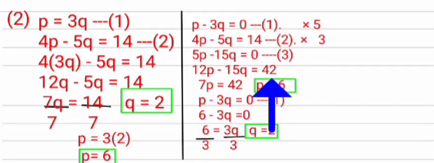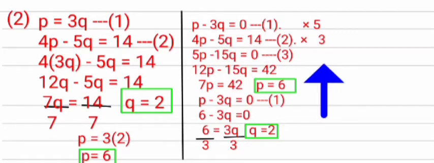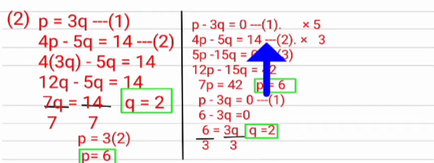Let's assume we substituted this same thing into equation 2. We're going to have 6 times 4, that will give you 24. Collect like terms, that will give you 14 minus 24, that will give you negative 10. Divide both sides by negative 5, and we are still going to get 2. So negative 10 divided by negative 5, that will give you 2.